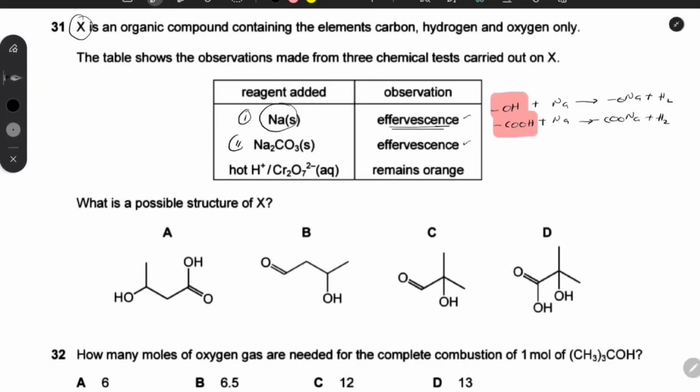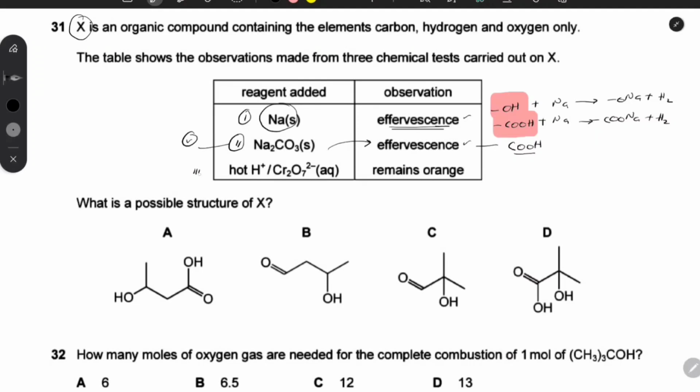Now the second test is with sodium carbonate. From organic compounds, carboxylic acid can react with sodium carbonate to produce carbon dioxide, because it is an acid. An acid can react with a metal carbonate to produce salt, water and carbon dioxide. So this indicates that it would be a carboxylic acid. So X has a carboxylic acid, that is for sure. There is one functional group confirmed.